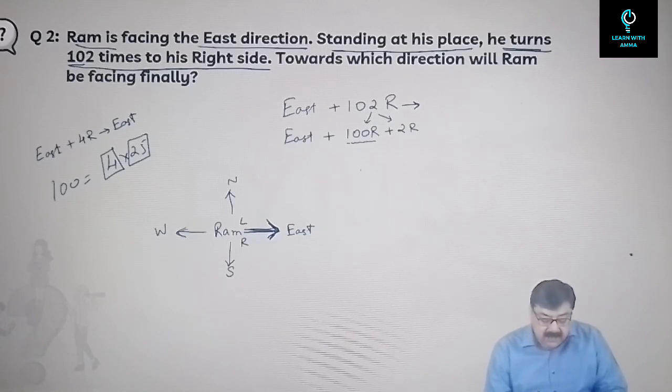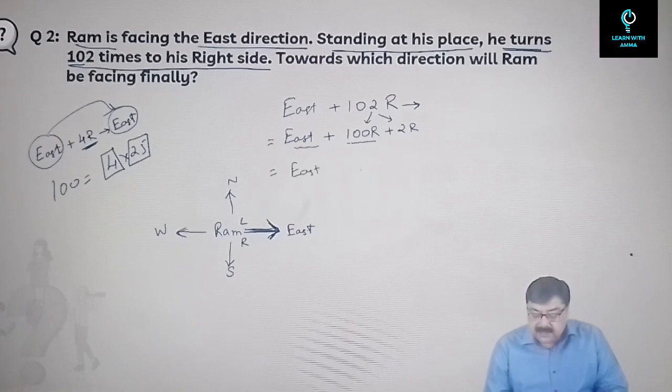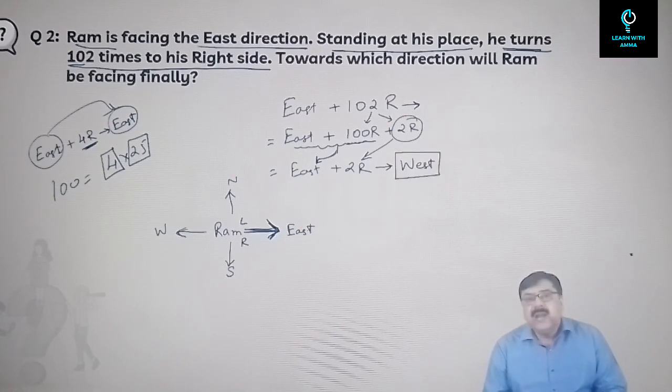And every time the person takes 4 right turns, he would come back to the original position. So it means east plus 100 right turns should get Ram back to facing east. Remainder is 2 right turns. Now once again, east plus 2 right turns. That means that he should be facing towards the west finally. So here we are employing the same fundamentals that we had learned at the beginning of this session.